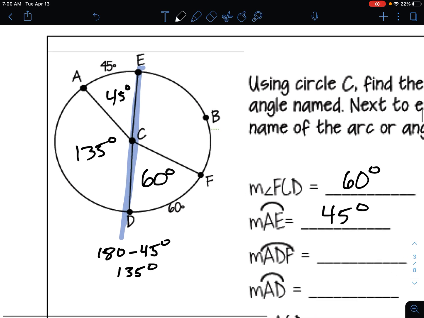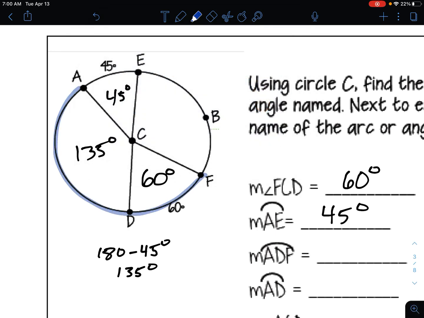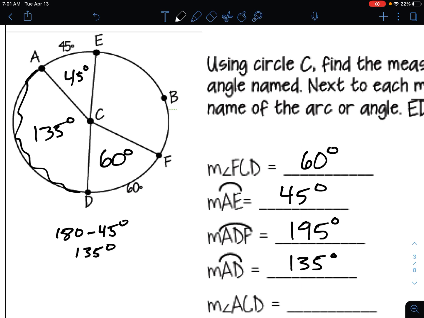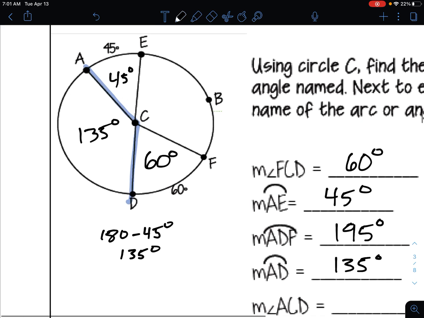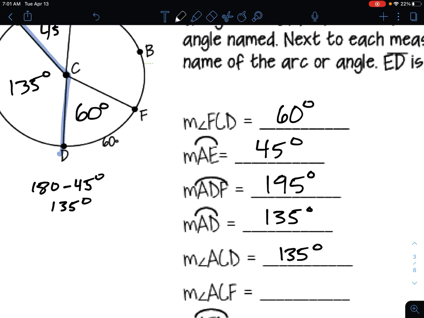So if I want to find out now the measure of ADF, I want to take the two angles and add them together and get 195. Right? A to D is just 135. We already found that out because we needed that piece to get ADF. All right, measure of angle ACD. Well, we already found out the arc measure was 135, so the degree measure is also 135 degrees.